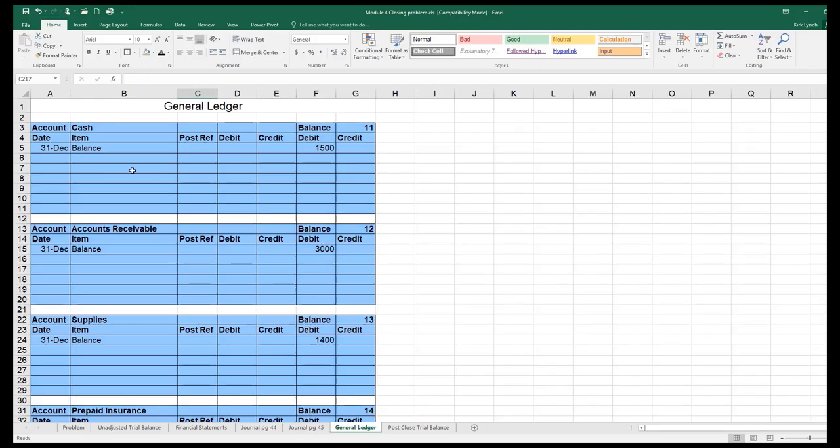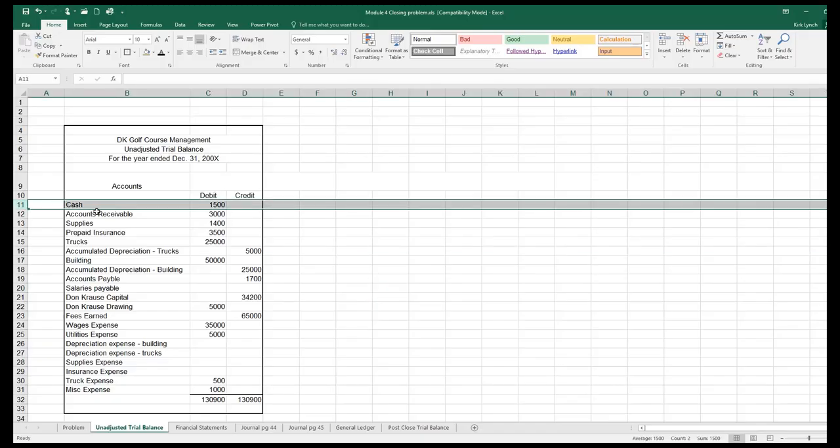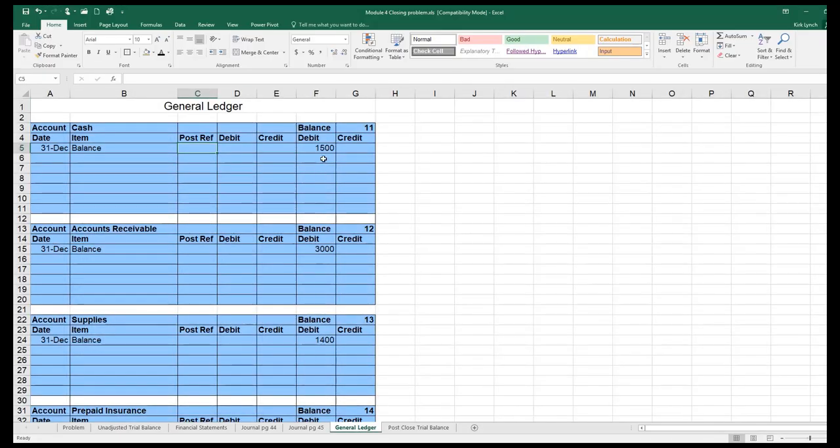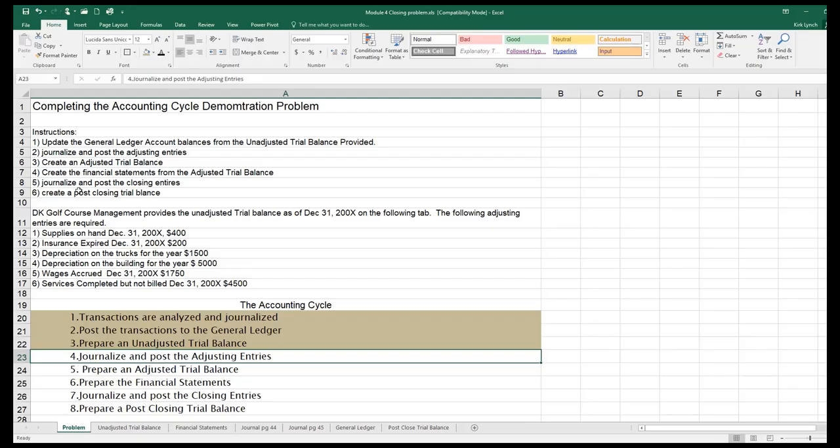If you're working a problem manually, the proper way to do this is to show the date and the balance forward. In the posting reference, you would have a check mark there, and then you'd enter the balance. This information was gotten from here. The unadjusted trial balance in the cash account is a $1,500 debit, and you can see in our general ledger I've done that, and I've done it through all the accounts that have balances provided on our unadjusted trial balance. So as part of the problem, we've already done this first step.